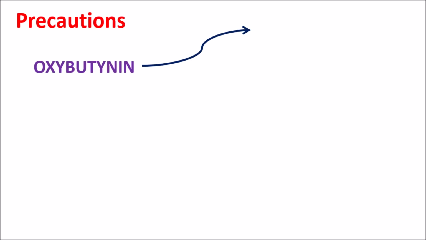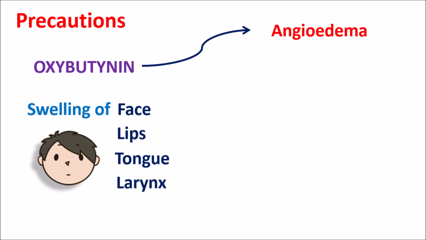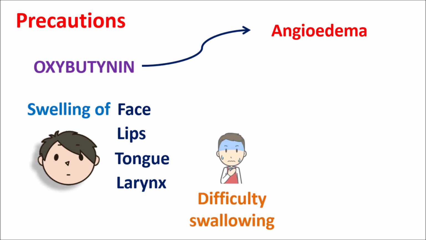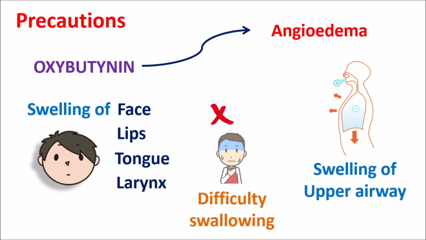Now let's discuss the precautions of oxybutynin. Oxybutynin can produce hypersensitivity reactions and it can increase the risk of angioedema. This may result in swelling of the face, lips, tongue and larynx. In case of swelling of the tongue and larynx, it may lead to difficulty swallowing. In such conditions, oxybutynin should be discontinued. Any swelling in the upper airway may lead to life-threatening complications. In such situations, this drug should be avoided.